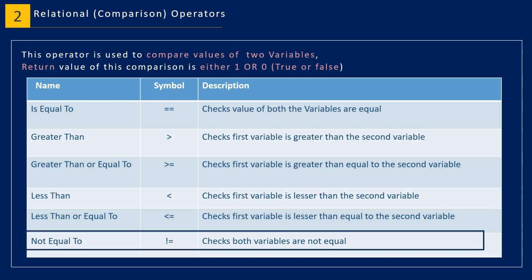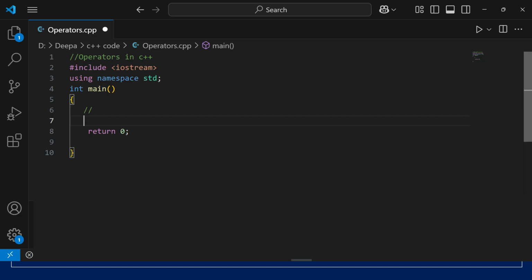Not equals to. This operator is also equally important. At multiple points, we need to check if this should not be the case. In the comparison, it checks whether both the variables are not equal, and then I have to perform something like this. The symbol for this operator is the exclamation sign and equals to, which is known as not equals to in C++. Now let's have a practical demo for relational operators.